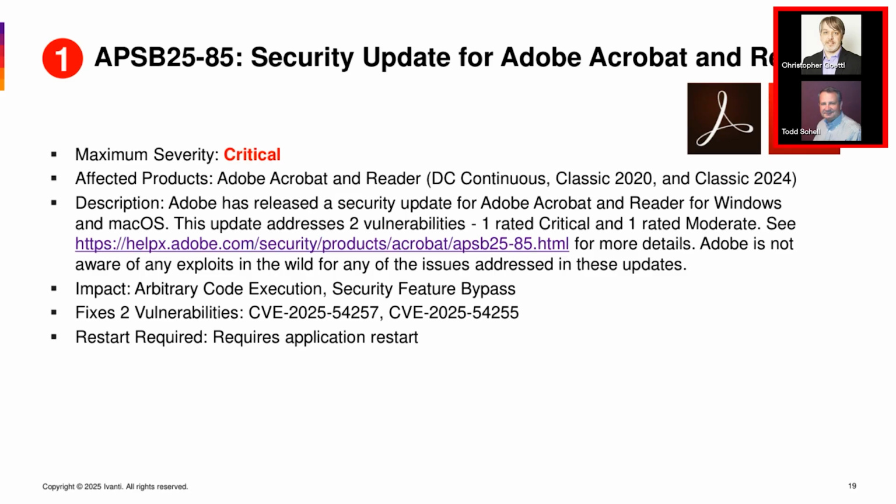Another one came out from Adobe as far as Acrobat and Reader goes. I know most of us go through and update our Reader updates out there. 2 vulnerabilities reported in these. One that has to do with arbitrary code execution. Another one is a security bypass vulnerability. They're already up to Bulletin 85 this year already. So a lot of releases on the Adobe side, and a lot of these are around Creative Cloud as well.